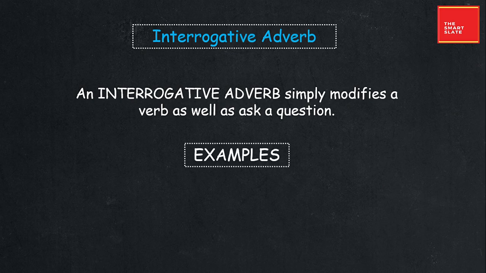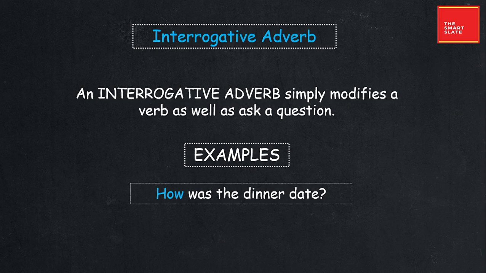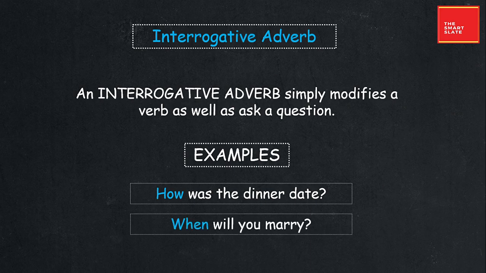Looking at the examples, how was the dinner date? How here is the interrogative adverb. Because how was it? You are trying to modify, like the dinner date was awesome or cool or not so well. So how here is an adverb. When will you marry? So you are asking the time period. When will you marry? When is here an interrogative adverb.